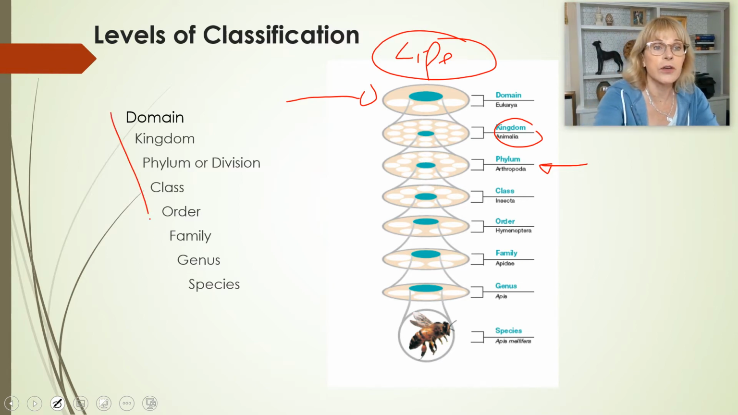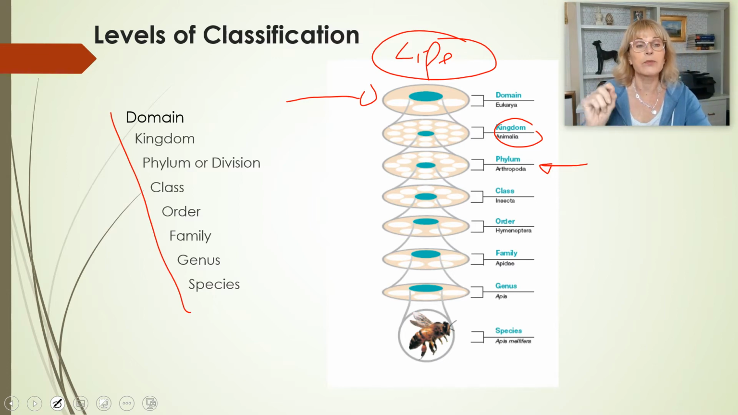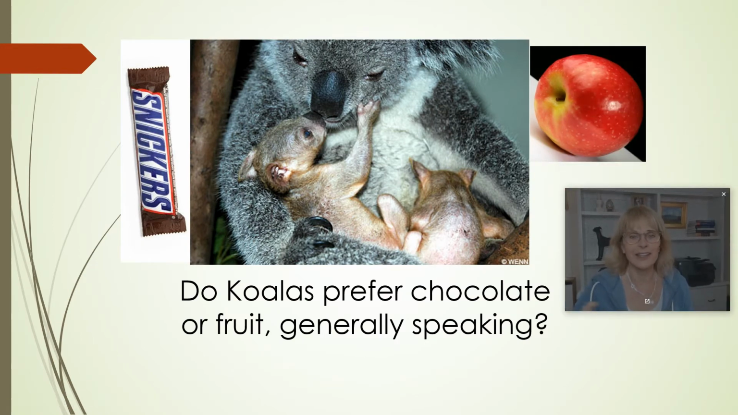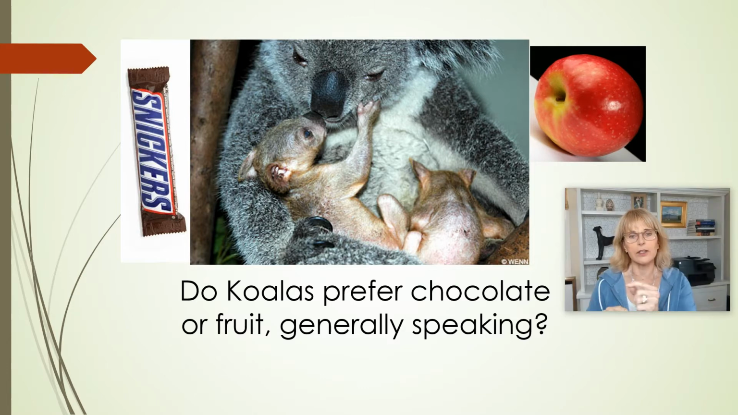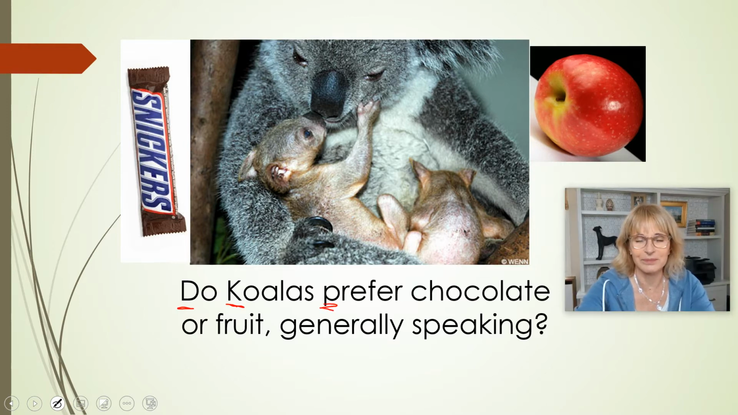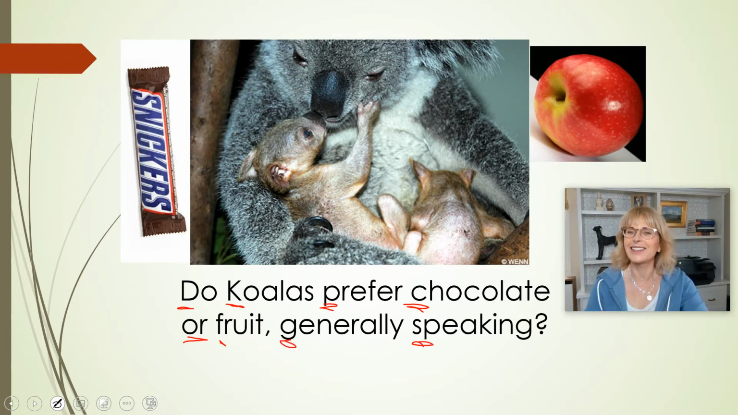Now, you need to know this: domain, kingdom, phylum, class, order, family, genus, and species. You need to know all that. And here's the way I remember it. I remember it actually 2 different ways. One way is, do koalas prefer chocolate or fruit, generally speaking? Okay, so domain, kingdom, phylum, class, order, family, genus, species. Okay, so that's one way to remember it.